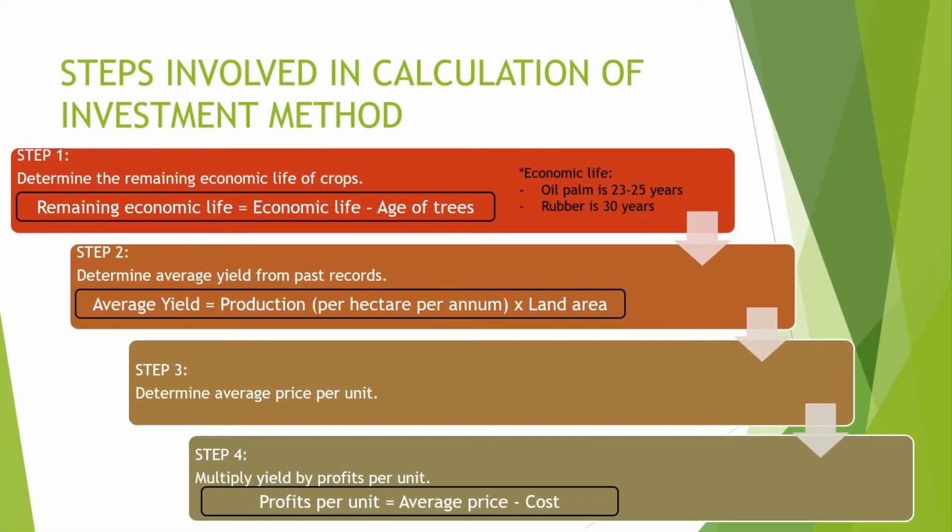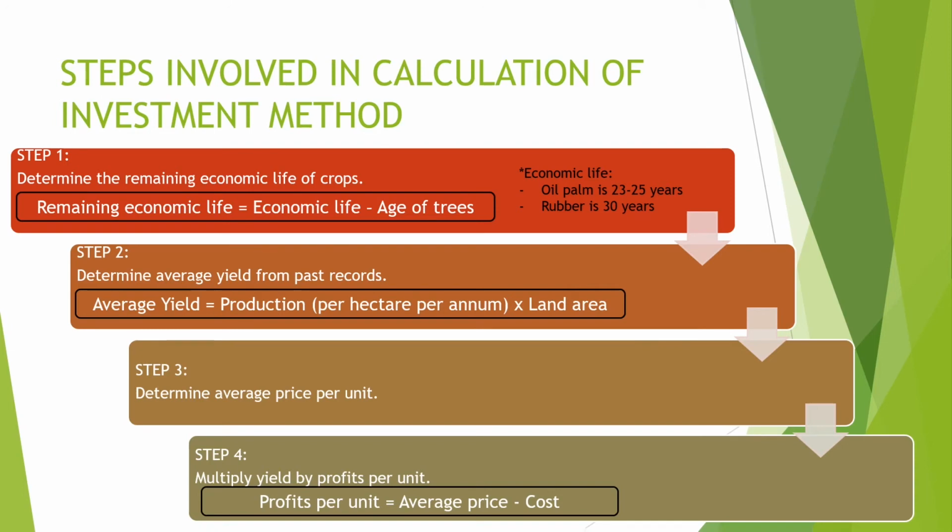Next are the steps involved in the calculation of the investment method. The first step is to determine the remaining economic life of the crops. The remaining economic life of crops can be calculated by subtracting the age of the trees from the economic life. The economic life for oil palm trees is 23 to 25 years, while rubber is 30 years.